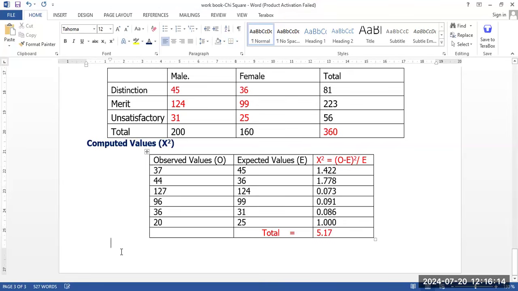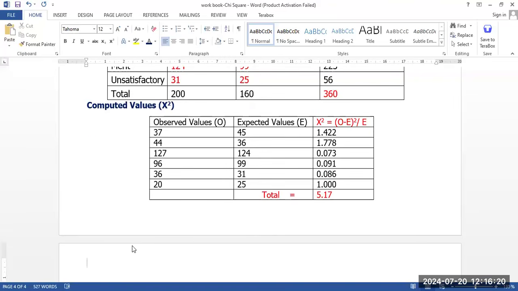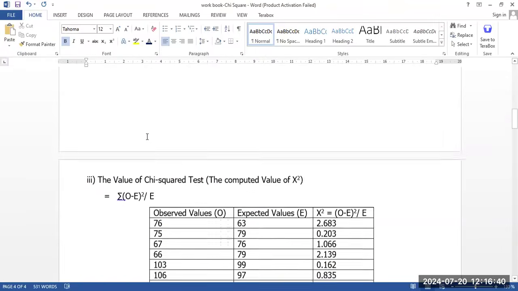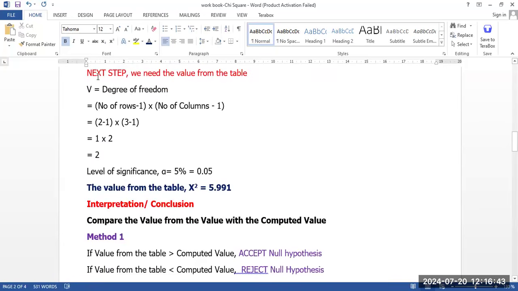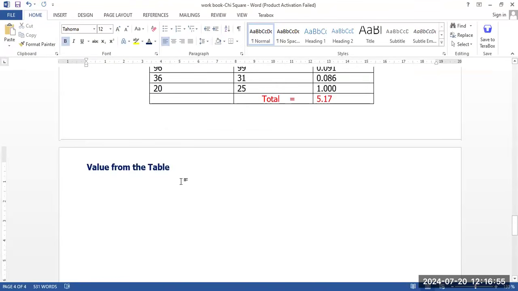We can get the value now from the table. Next is the value from the table. How do we get the value from the table? We repeat the same procedure like these ones. These are the steps we follow to get value from the table. Do you know the degree of freedom?